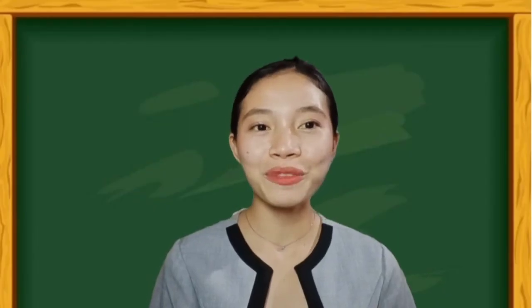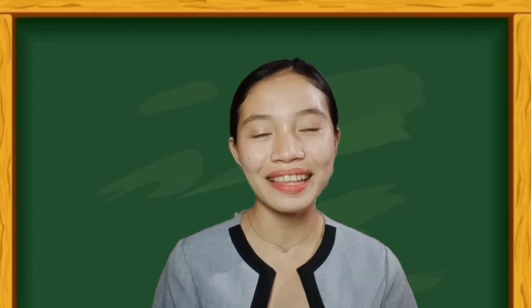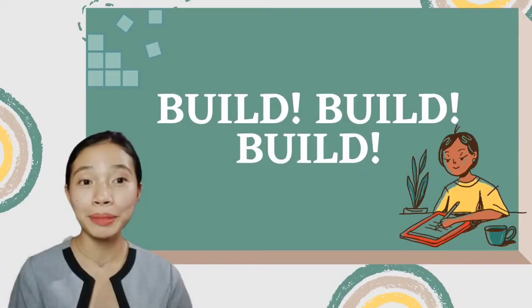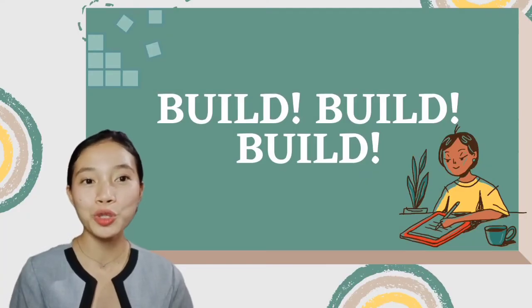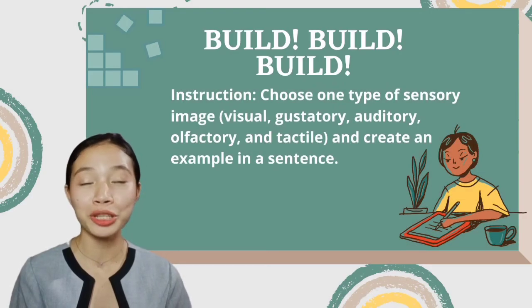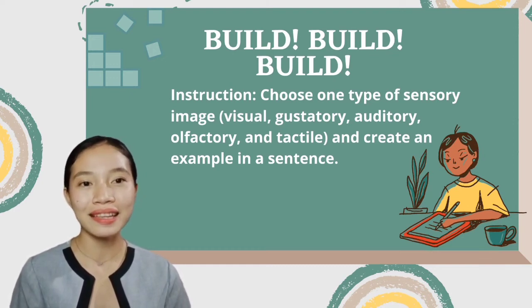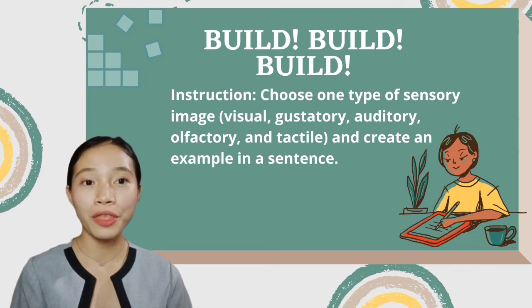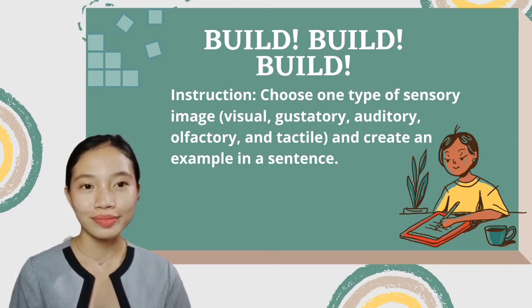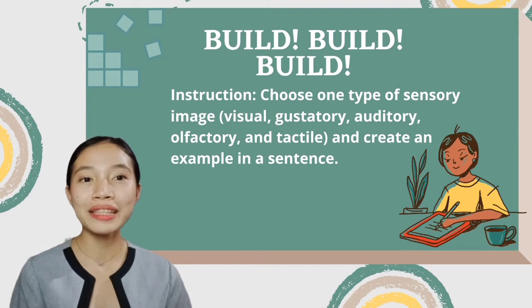Now let's see if you have learned something from our discussion. This activity is called Build, Build, Build. I want you to choose one type of sensory image. It could be visual, gustatory, auditory, olfactory, or tactile, and create an example in one sentence. I'll give you some time to think and answer. Time is up. Now who would like to share their answer in the class?